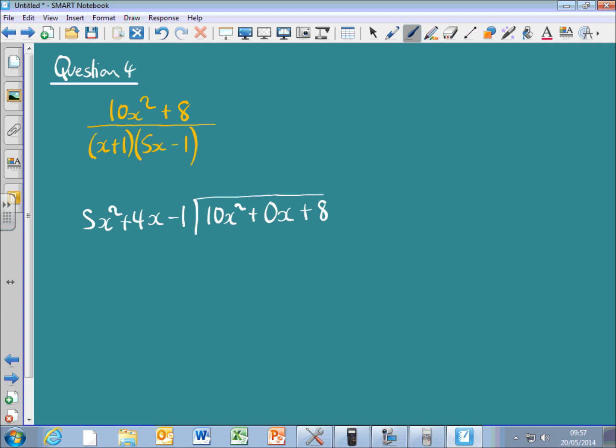So I say, what do I have to multiply 5x squared by to get to 10x squared? I have to multiply it by 2. So I put 2 at the top, and then I multiply all of this by 2, and I get 10x squared plus 8x, take 2, and then I just take these away from each other. I get -8x, and that's going to be plus 10.